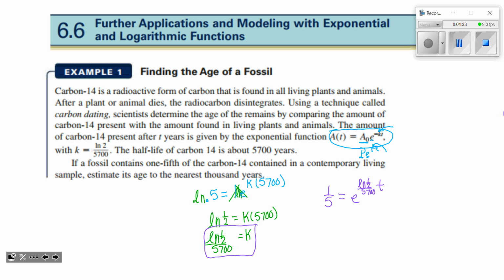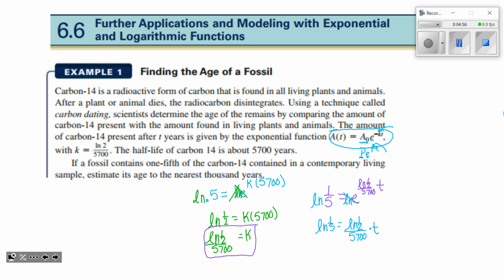And then t. All right, so we're going to solve this equation. I need to get rid of the e so I can get to that exponent. So I'm going to take ln on both sides. That's going to clear the e. So I have ln of 1/5 equals ln of 1/2 divided by 5,700 times t. And I need to solve this for t.